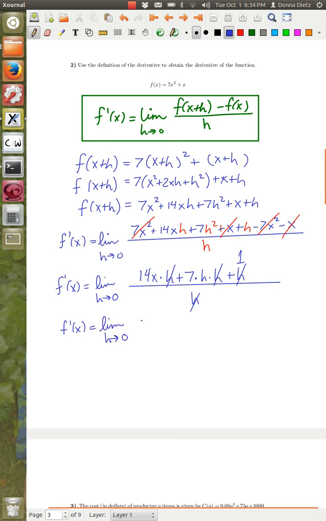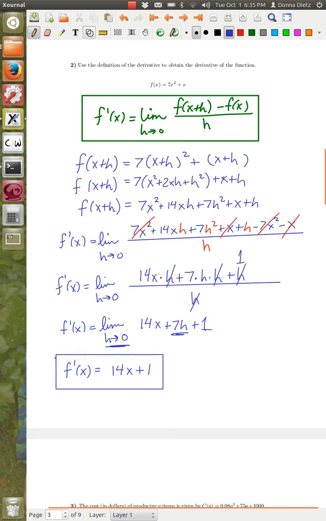And what do we have? We have 14x plus 7h plus 1. Now h goes to 0, and you can finally drop these at the same time. You can't drop the limit sign as h goes to 0 until you're willing to drop all the h's that remain. Okay, now there's your answer. Now you go back and we use our rules and we say, aha, this would be 7 times 2 is 14, x plus 1. So we're happy.